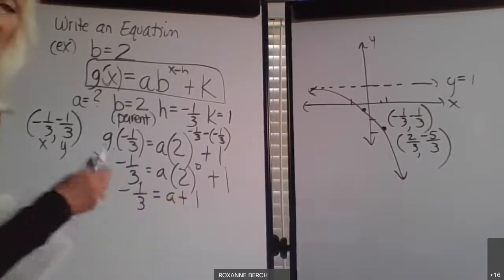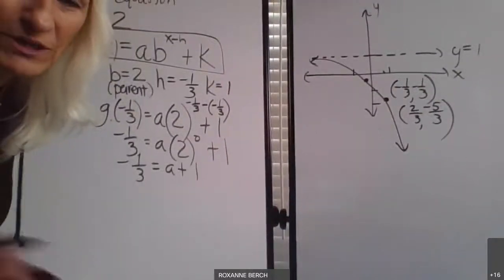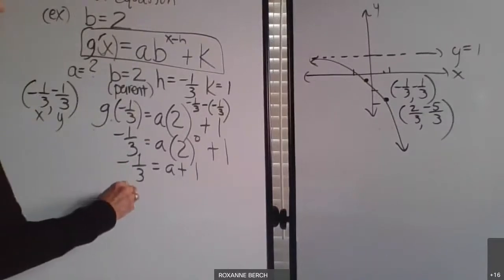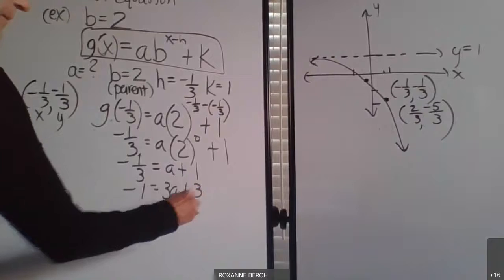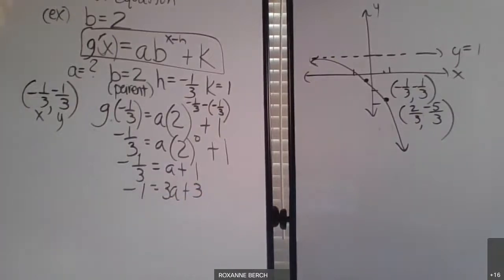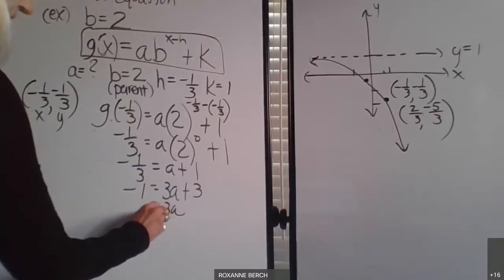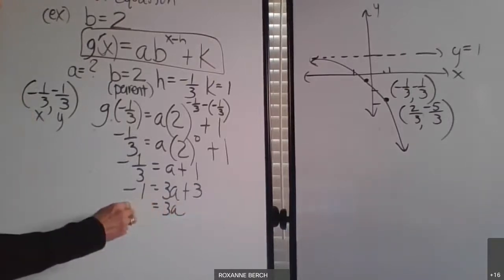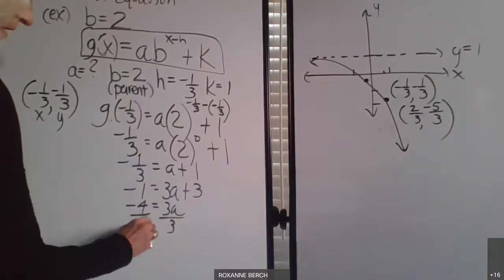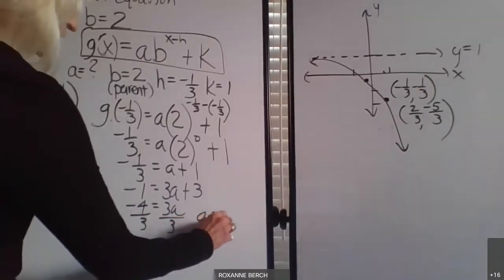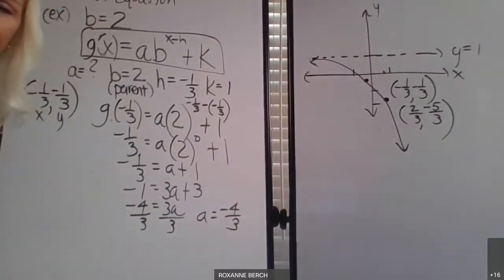Now listen, you can subtract 1 and get a common denominator, but watch what I'm going to do. I'm going to multiply by 3, multiply by 3, and multiply by 3. In other words, I don't want to mess with fractions. So you get 3a is equal to negative 4, which means if you divide by 3, a is equal to negative 4/3.